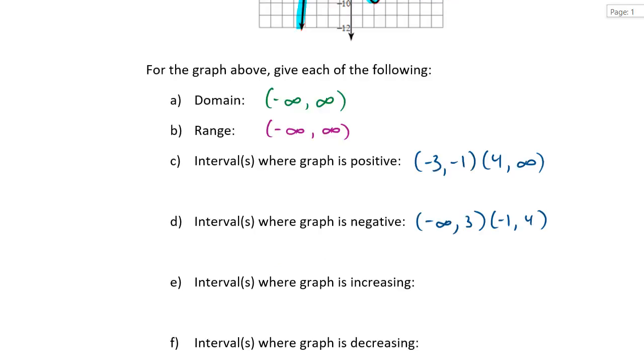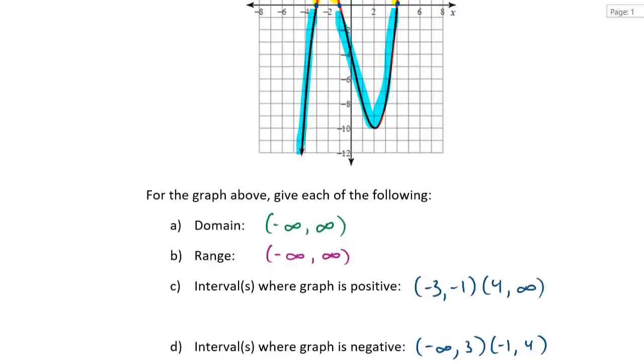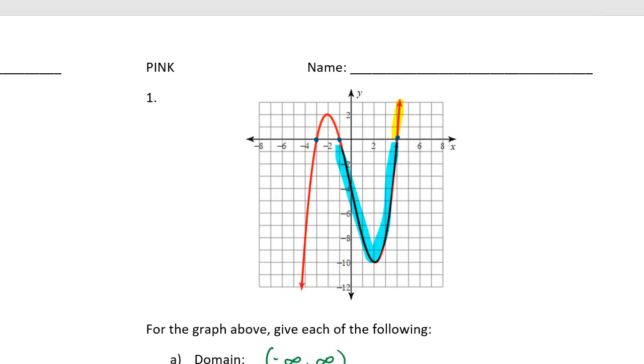Now the next section is asking us where it is increasing and decreasing. So I'm just going to erase these. So remember, we read a graph like we read a book. So we go from left to right. So it's increasing up until this point, and then it's going to be decreasing until we get to this point, and then it's going to be increasing again. So it's increasing from negative infinity. We'll say this point here is at negative 2. So we're going to say it's going to increase from negative infinity to negative 2, and then we'll say that this point here is at 2, so it's going to go from 2 to infinity.